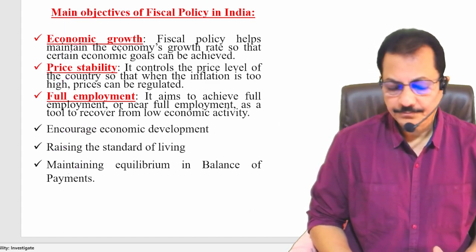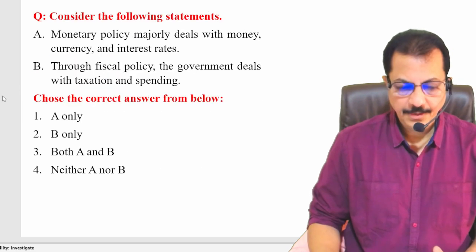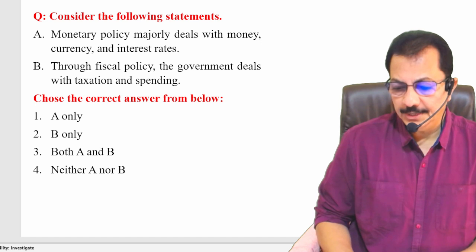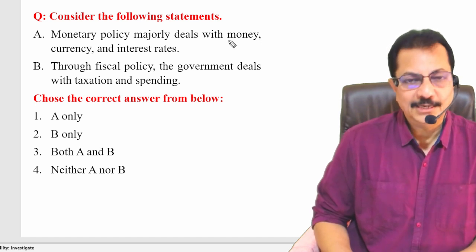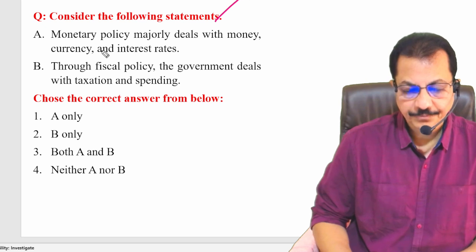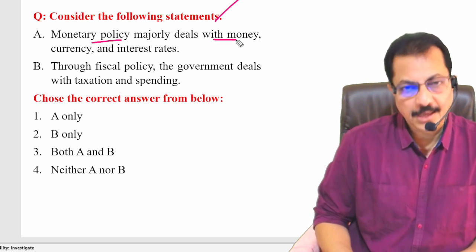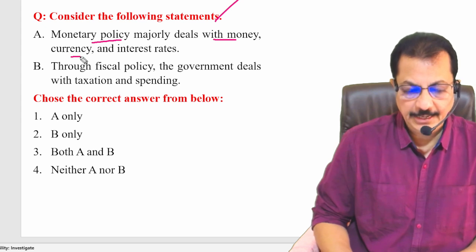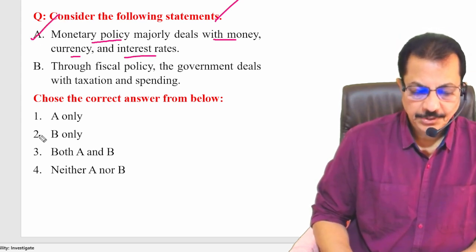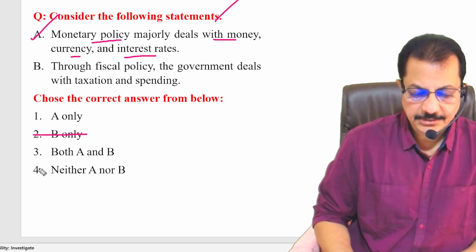Next, look at this. We have a question here. Again, consider the following statements. Two statements are given. Monetary policy majorly deals with money, agreed; currency, agreed; and interest rates, agreed. So statement A is correct. But this alone is not my answer.